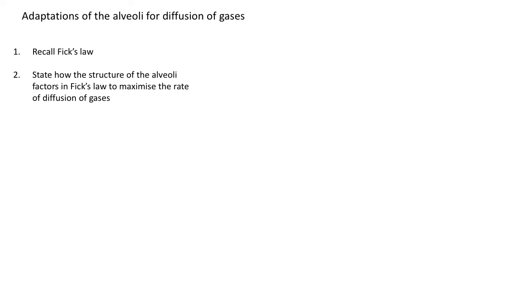Okay, so this is a revision video on adaptations of the alveoli for diffusion of gases. So 2 revision questions for you. First, recall Fick's law, and then secondly, state how the structure of the alveoli relates to the factors in Fick's law to maximise the rate of diffusion of gases. So pause and do those questions and then we'll go through answers.